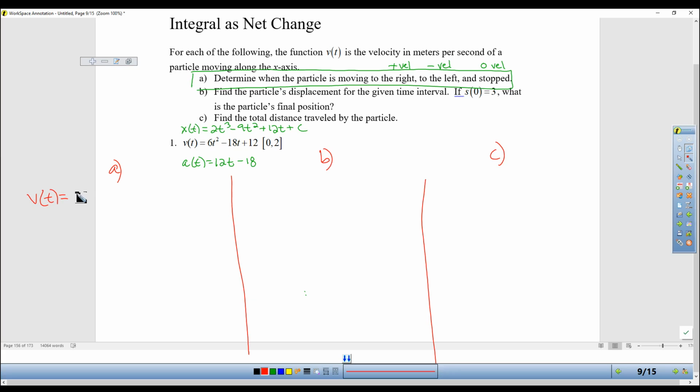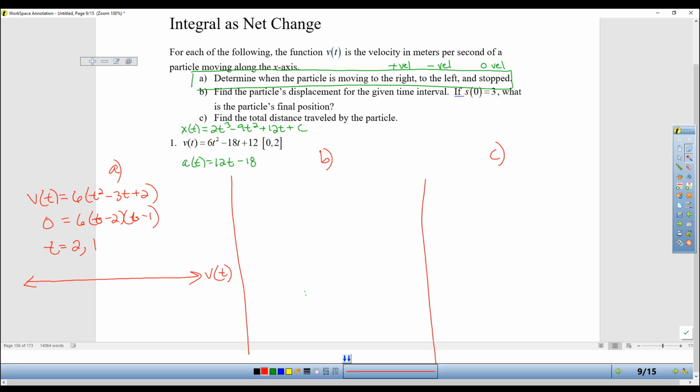I'm going to go ahead and start factoring it because I know I want to set it equal to 0. So 6 times t squared minus 3t plus 2, 6 times t minus 2 times t minus 1. So where is the velocity equal to 0? At t is equal to 2 and 1. So what is it doing the other times? You can make a sign chart. A lot of times we've made a derivative chart or a function chart.